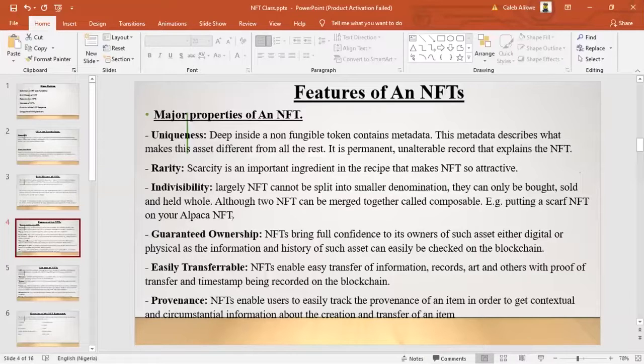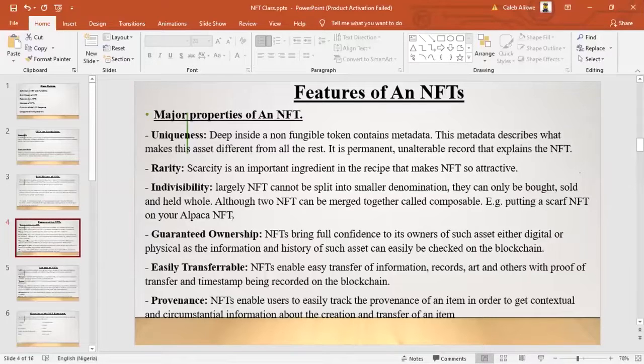Only that one person can have access to that particular NFT with that particular ID number and with all the metadata inside it. And indivisibility: largely, NFTs cannot be split into smaller denominations, unlike your cryptocurrencies that you can break into small parts and sell in half and sell in quarters. NFTs can only be sold or transferred as a whole. It can only be bought, sold, and held whole.